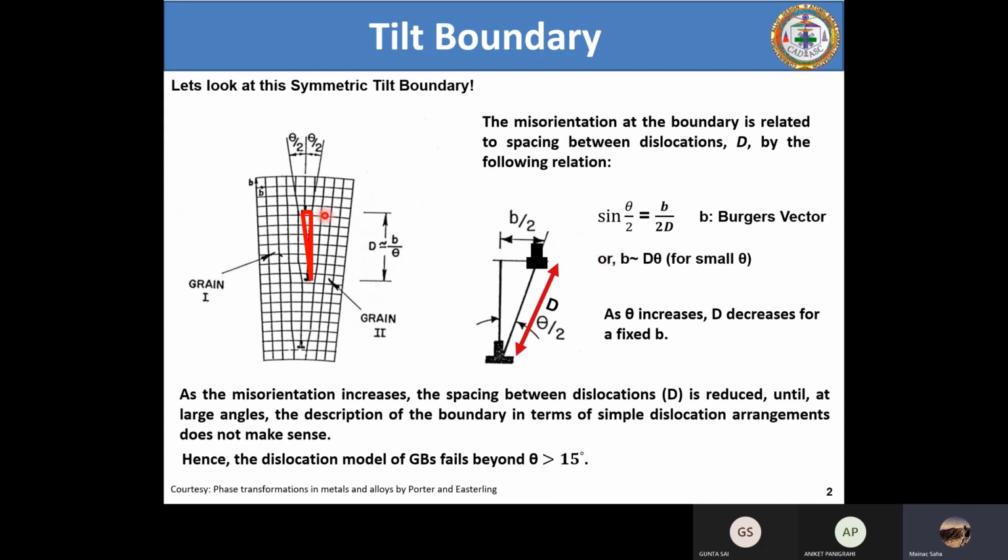Although this has been proposed for symmetric tilt boundaries, even for asymmetric tilt boundaries people still use this model only to separate between low angle and high angle boundaries. But why? Because there is no model, even within these 16 years, that can better explain this 15 degree difference between a low angle and a high angle boundary.